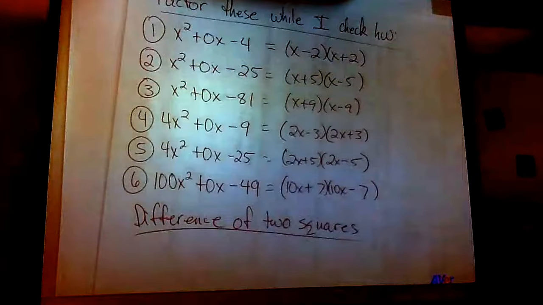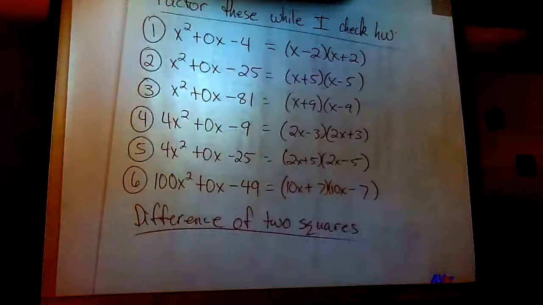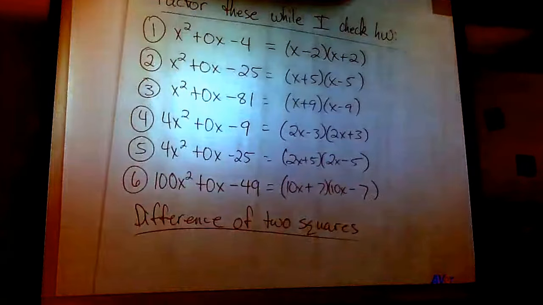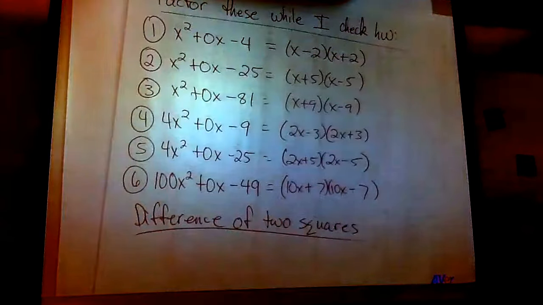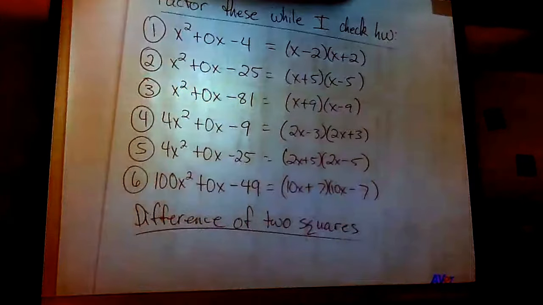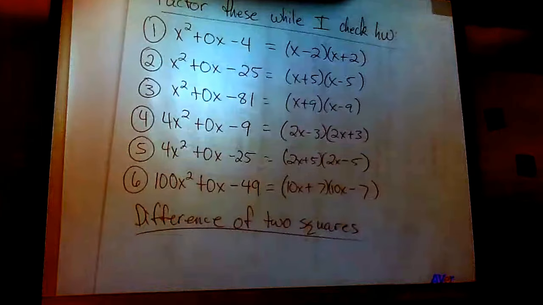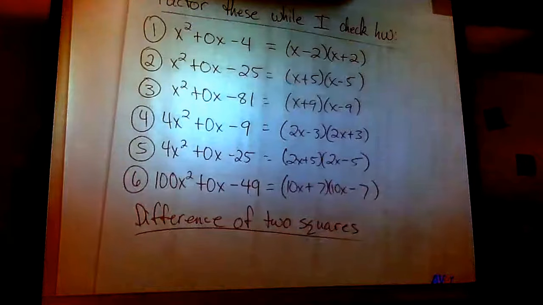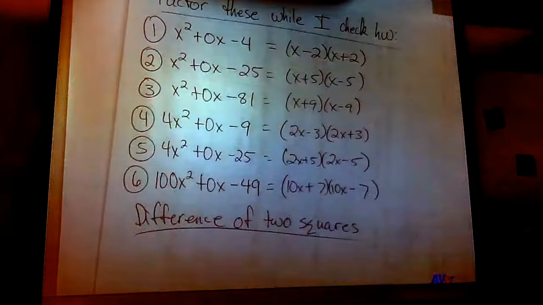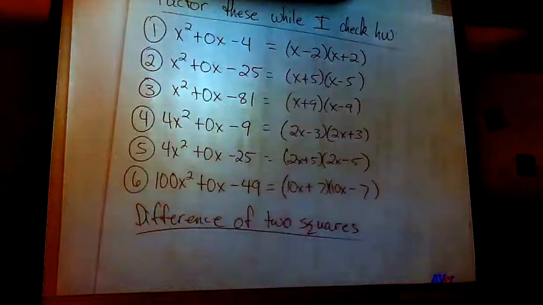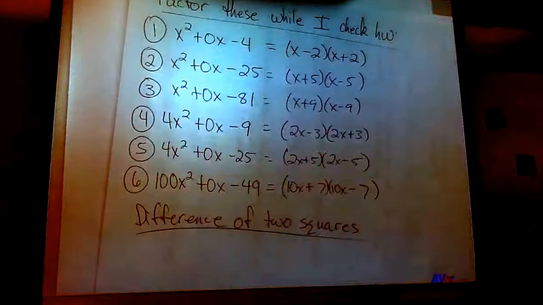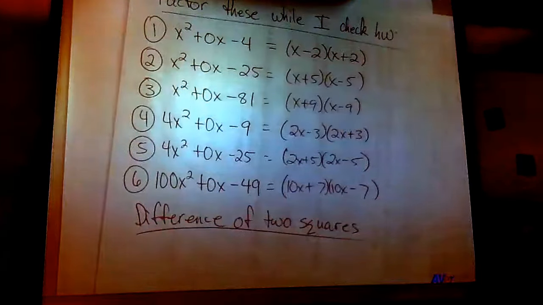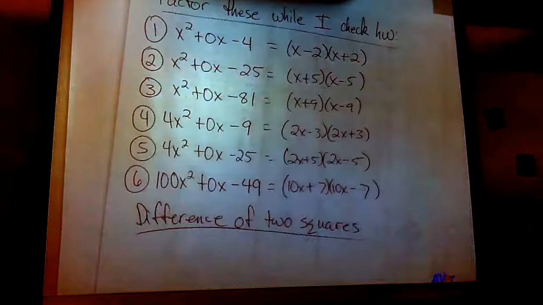Okay, let's go through them. 1, 4, 9, 16, 25, 36, 49, 64, 81, 100, 121, 144, 169. But yeah, those are all squared numbers, right?